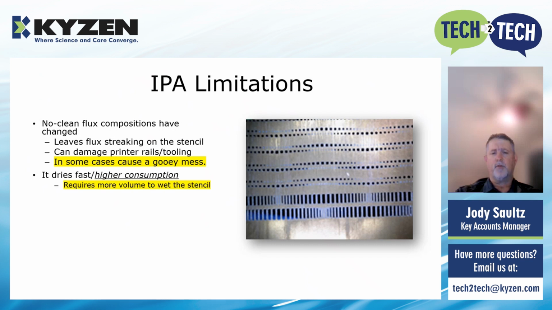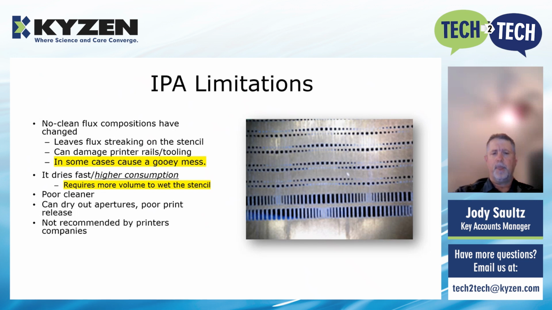IPA also dries faster, so you have a high consumption rate. It requires more volume to wet that stencil, and it's not a very good cleaner. In most cases, it's going to dry out those apertures, and it's not really going to lubricate the bottom of that stencil, so you're going to get poor print release.